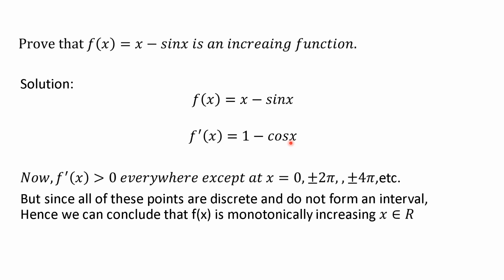Cos of even times of pi, such as 2 pi, 4 pi, 6 pi, and cos of minus 2 pi, minus 4 pi, etc., its value is 1. Therefore 1 minus 1 is 0. See here, except at these values, f dash of x is strictly greater than 0.